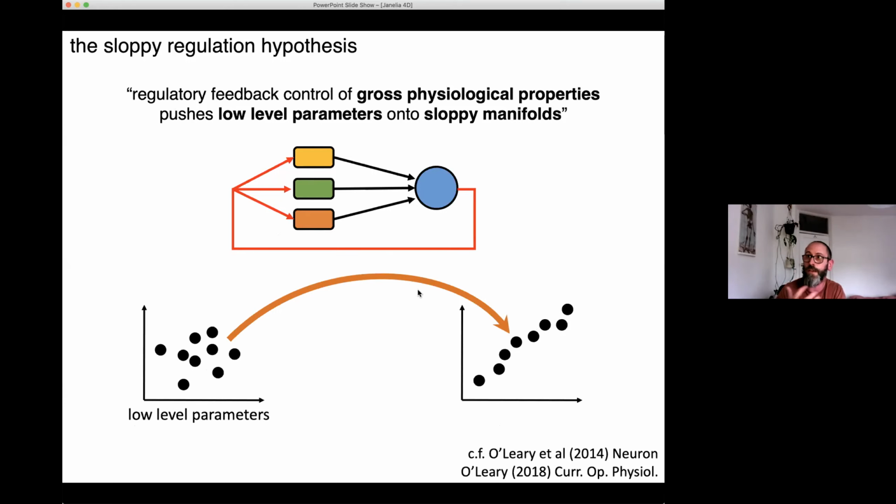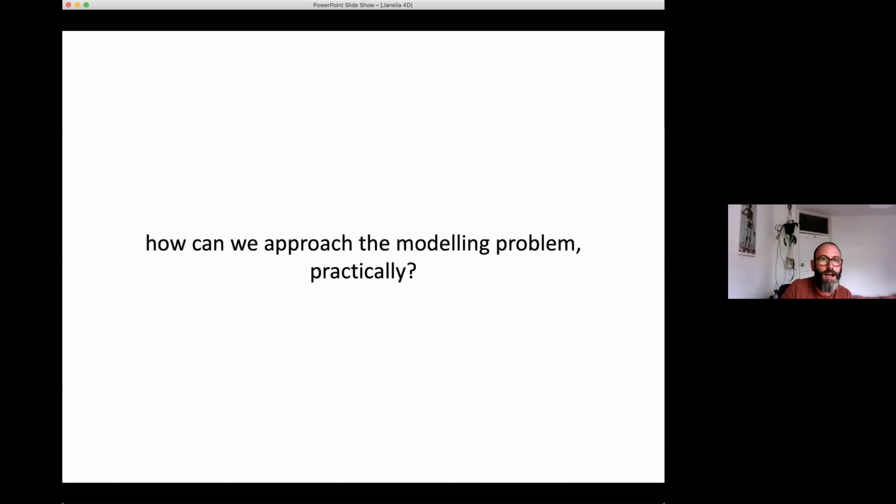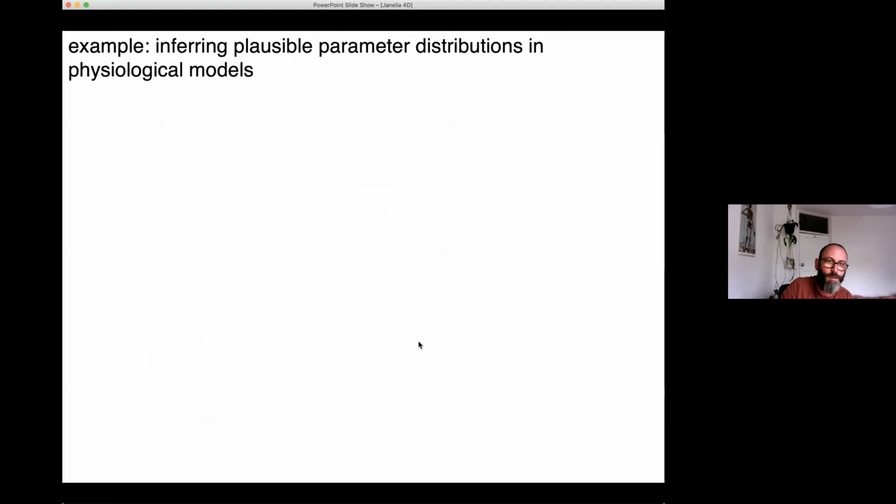And in order to do that, we need to tease apart dynamics in space and time. And that's what this workshop is about. So this really is the right place to do that. However, it's hard. In this talk, I'm not going to talk so much about regulation. I'm going to talk about modeling, because that's what the previous talks have focused on. And I'm going to ask this more practical problem, which is how can we approach this messy modeling problem?